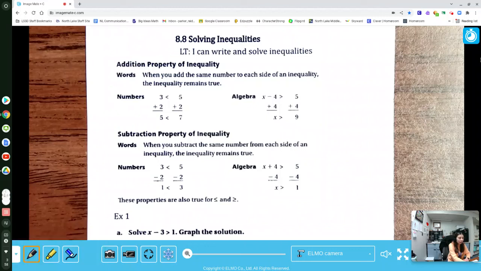Hey students, in this video we're going to go through section 8.8, which is about solving inequalities. And our learning target today is I can write and solve inequalities. So first we're going to talk about a few properties of inequality.